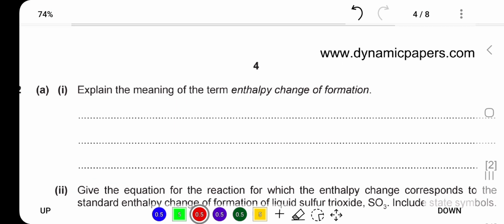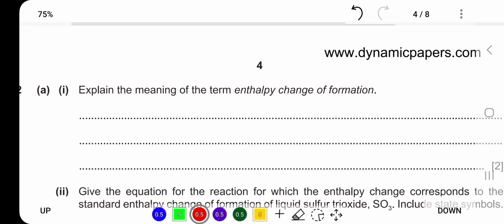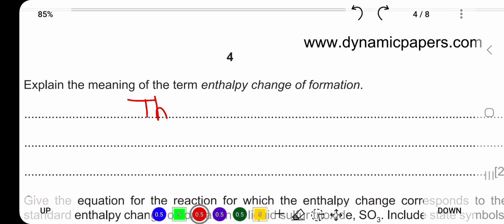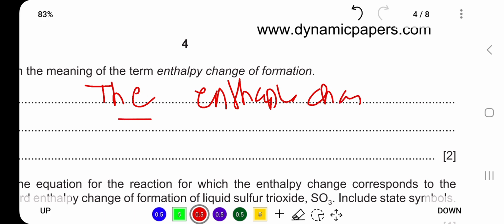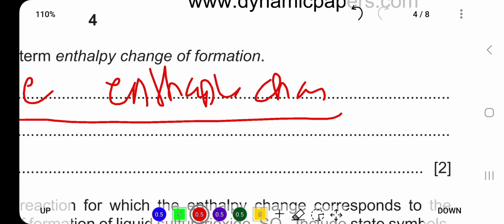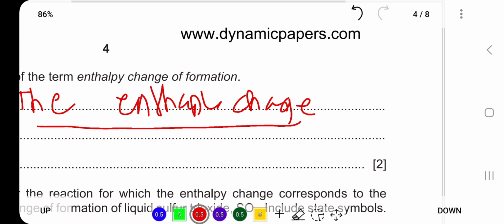Okay. Explain the meaning of the term enthalpy change of formation. Here you should learn. Again, my handwriting is really not it. So just go to the mark scheme. That it is the enthalpy change. You need to always write the enthalpy change. You need to always repeat it once again. I don't know why, but it's very, very important.